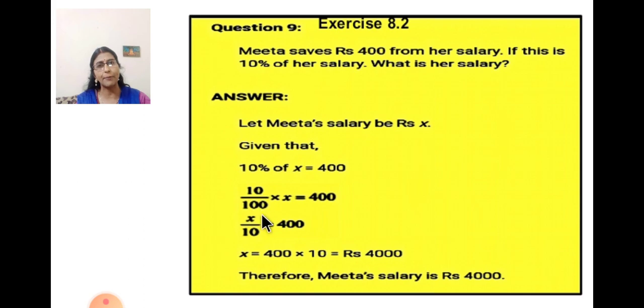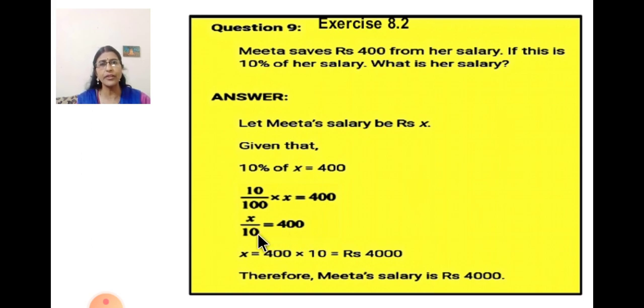10% will be 10 upon 100, and in place of "of" we will write multiplication, and then X as it is, equal to 400. And then 10 upon 100, when you reduce this, the 0 will be cut. So you will get 1 into X, and 1 into X is X. And here in the denominator 10 will be there. On reducing, you cut the 0, 10 is left in the denominator. So you will get X upon 10 is equal to 400.